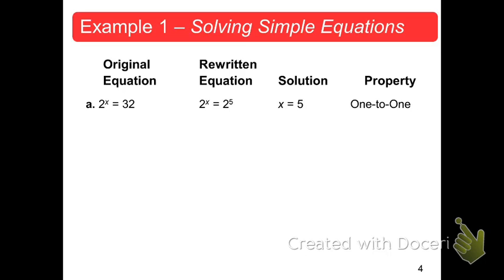So we're going to look at some simple equations here. I'm not going to do these on a separate board because they're just simple equations that we can use our properties for. We've seen this one before: 2 to the x is equal to 32. We want to rewrite the problem so that we have the same base. We notice we can rewrite 32 as 2 to the 5th. Now I can use my one-to-one property to just say that x is equal to 5.